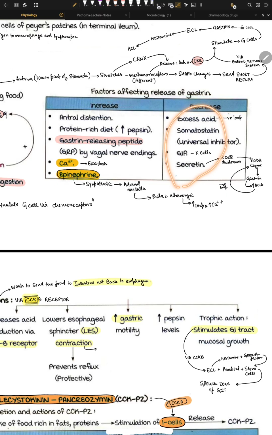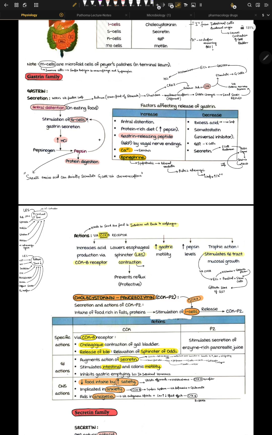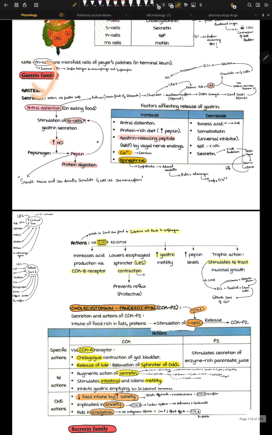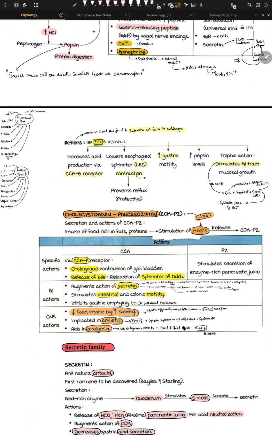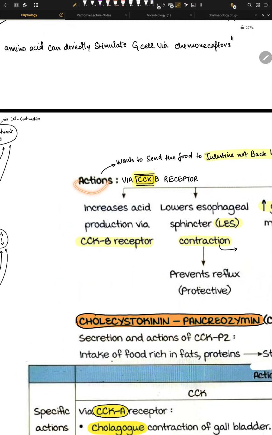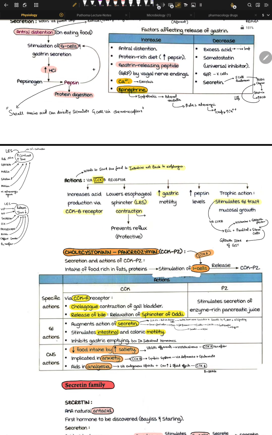So I hope we understand all of them. It's very easy. It's nothing to really stress about. So this was our gastrin family. What about the actions of gastrin? Well, gastrin usually works by CCK-B receptors. This is very important, okay?